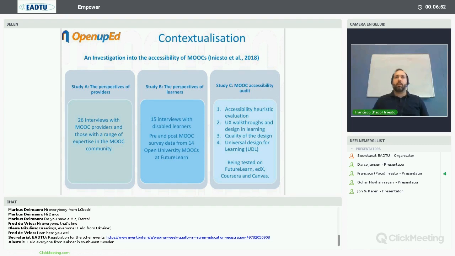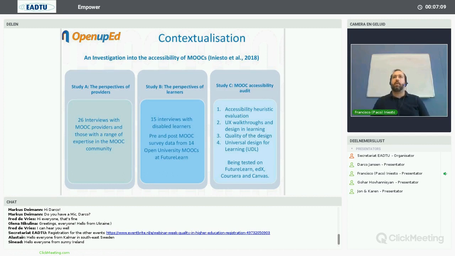a range of expertise in the MOOC community, which is a qualitative study. Then a mixed method study, which includes 15 interviews with disabled learners, as well as pre and post MOOC survey data from 14 Open University MOOCs at FutureLearn. And finally, an accessibility audit, which includes 4 different areas of research: accessibility heuristic evaluation, user experience, quality of the design, which is the part we are going to discuss today, and universal design for learning, tested through 4 different platforms, which are FutureLearn, edX, Coursera, and Canvas.